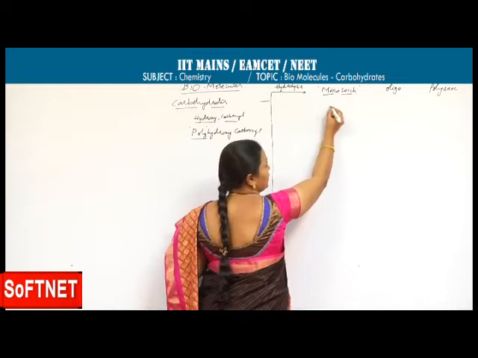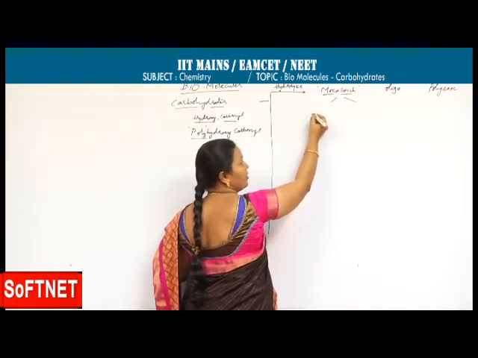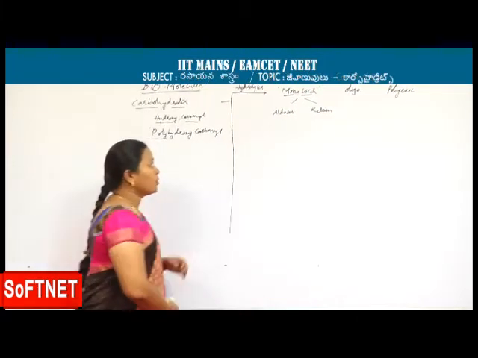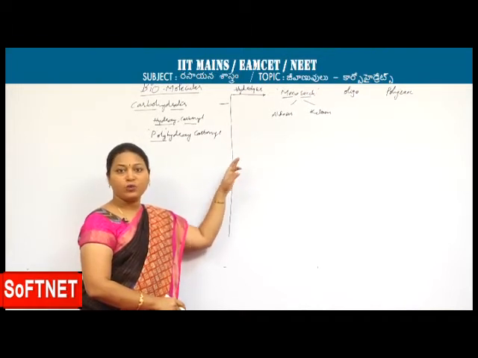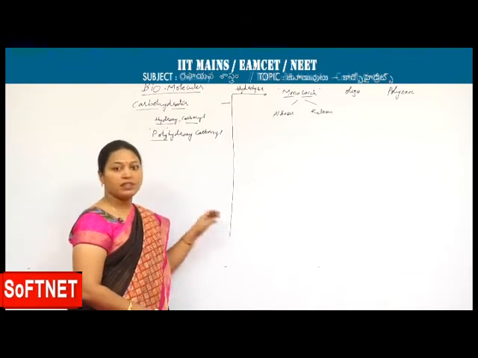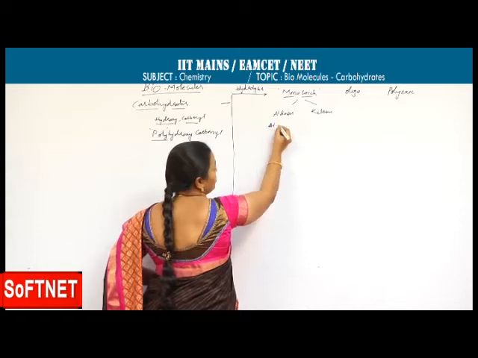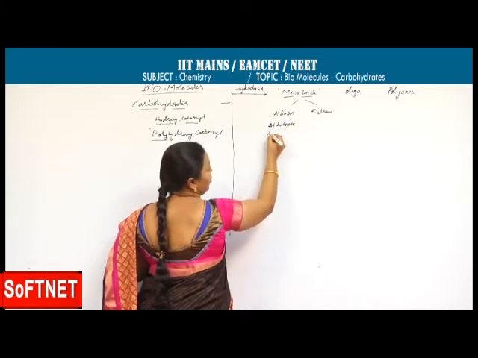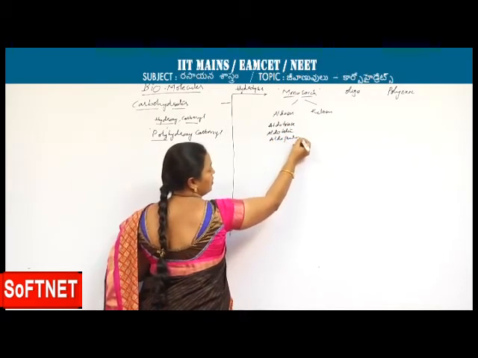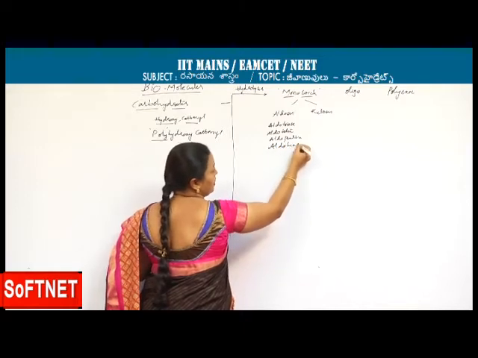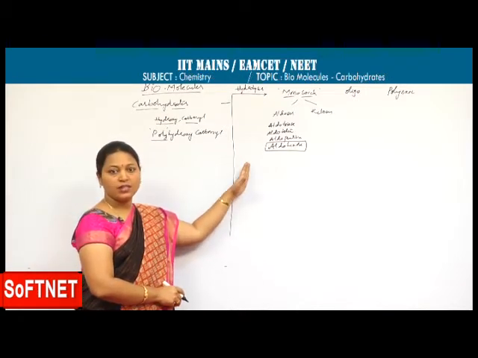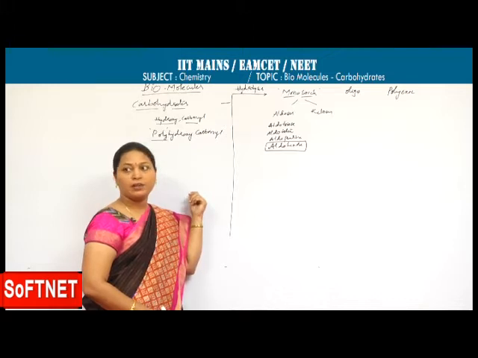Monosaccharides are again of 2 types based on the carbonyl functional group: aldoses and ketoses. Aldoses contain aldehyde as the main functional group, ketoses contain ketone. Based on the number of carbon atoms, aldoses are aldotriose, aldotetrose, aldopentose and aldohexose. Here our main topic comes, glucose, which comes under aldohexose. It contains 6 carbon atoms and aldehyde as the principal functional group.